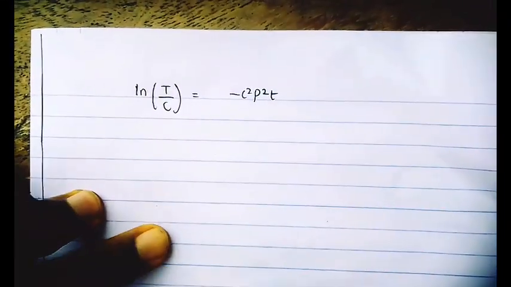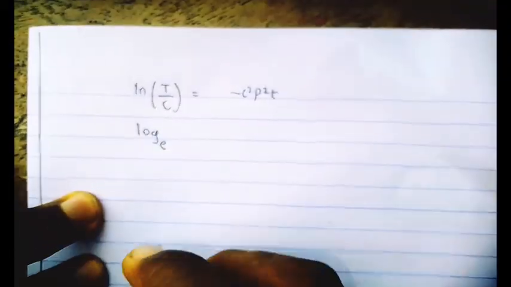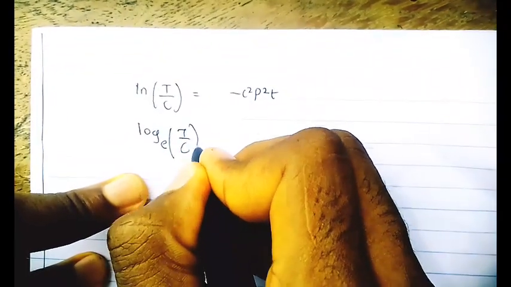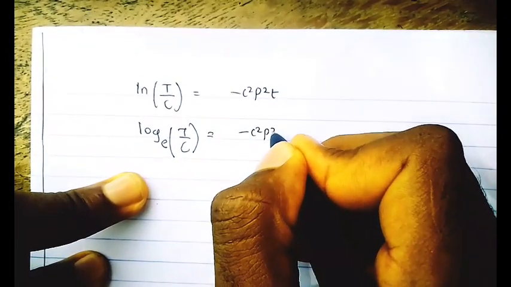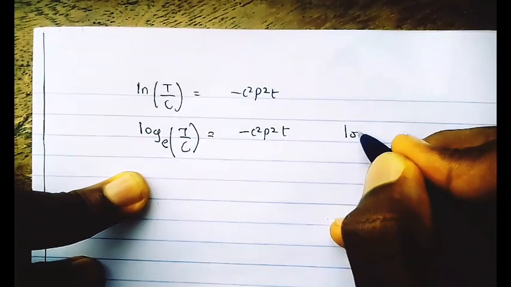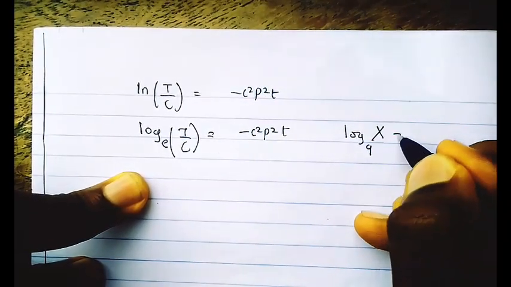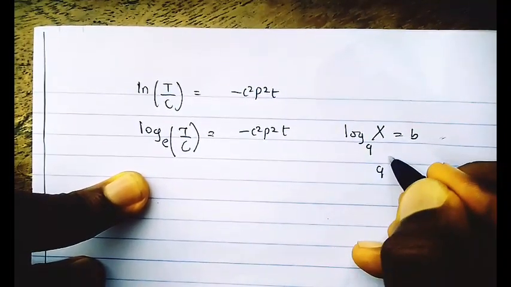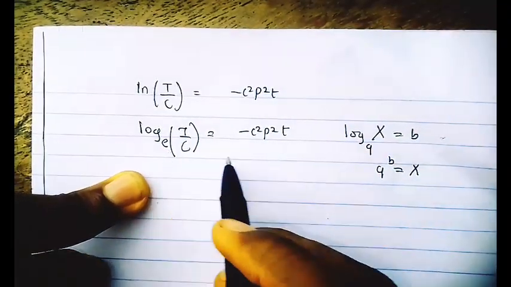Remember, ln can also be written as natural logarithm to the base e. So this is t over c equals minus c squared p squared t. Now remember, the rule of logarithm says log to the base a of x equals b can also be written as a to the power b equals x. So I'm going to apply the same thing here.